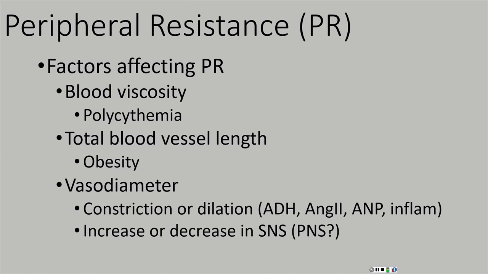Total blood vessel length. The longer your vessels, the harder it is for blood to move through them. And this is one of the reasons why obesity is so bad on the heart. Because if you are obese, you have more tissue. And in order to supply that tissue with nutrients and oxygen, we need more blood vessels. Our blood vessels have to be longer to supply that new tissue. Obesity increases blood vessel length, and an increase in blood vessel length increases peripheral resistance.